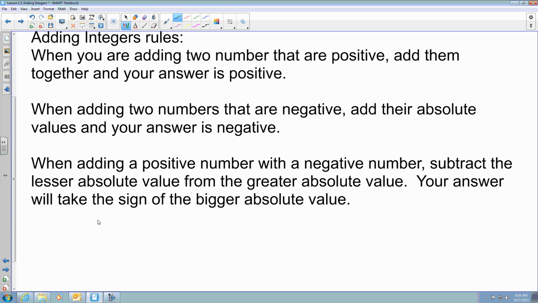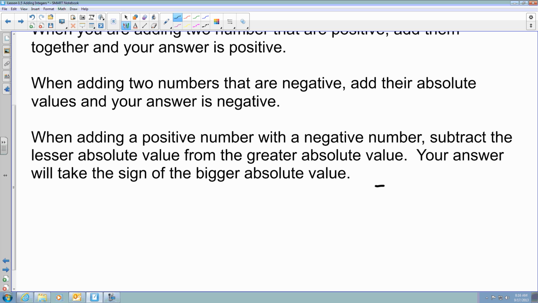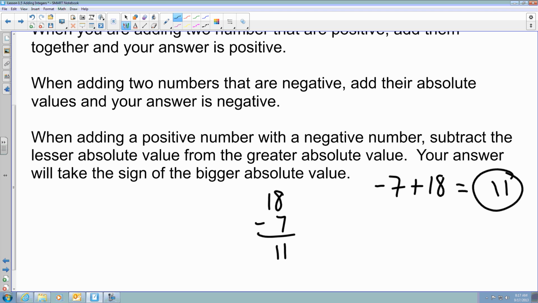So here's what that means. Say I had negative 7 plus 18, for example. I have a negative number in 7, I have a positive number in 18, so I'm going to subtract their absolute values. So I'm going to go 18 minus 7, and that's going to give me 11. So my answer for this is going to be 11, and then I take the sign of the bigger absolute value. Well, 18 is bigger than 7, and 18 was a positive number, so it just leaves it as 11.